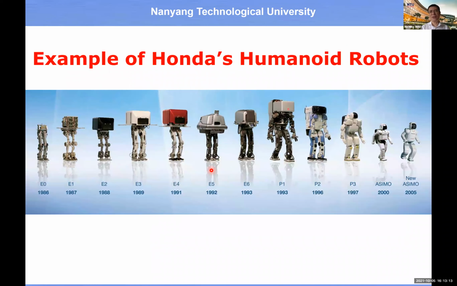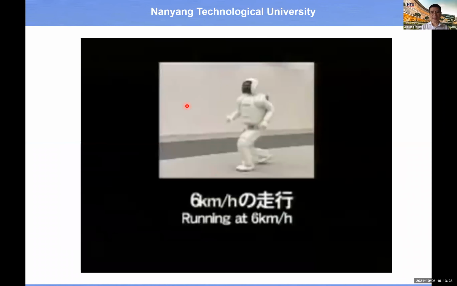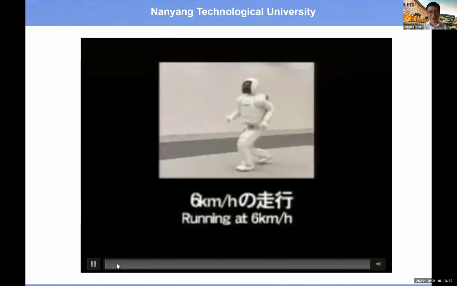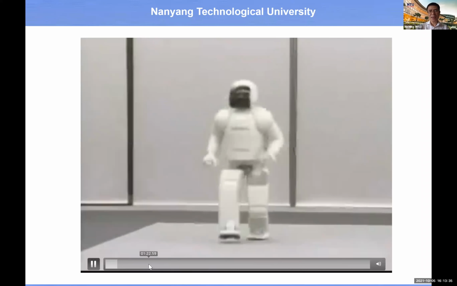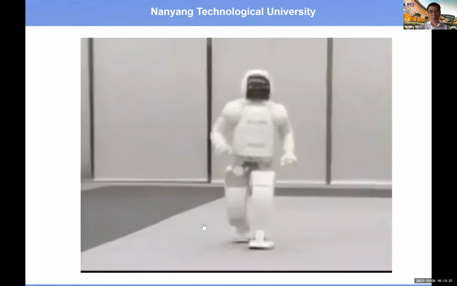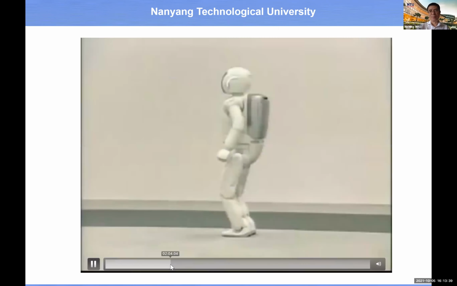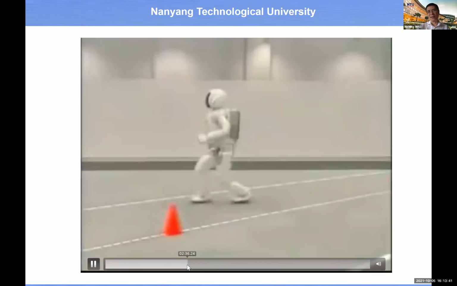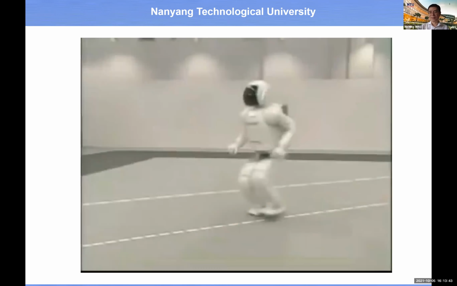This slide shows you some examples from the Honda company. You will see we have an early version of a humanoid robot and the latest version of a humanoid robot. And this video will show you the capability of Honda's humanoid robot. You see it very much looks like a human being, right?